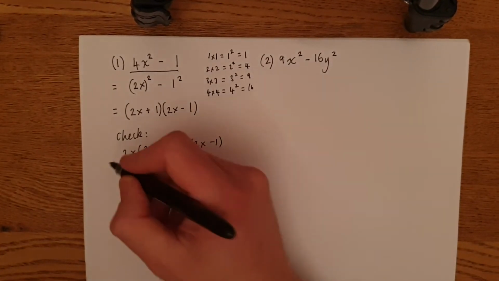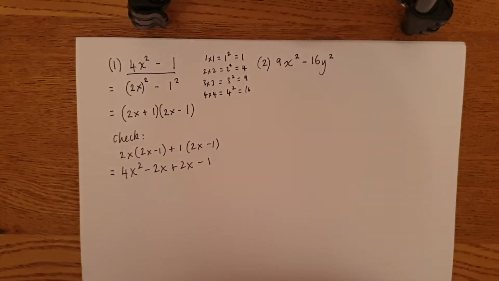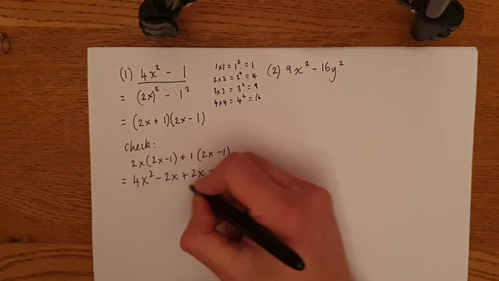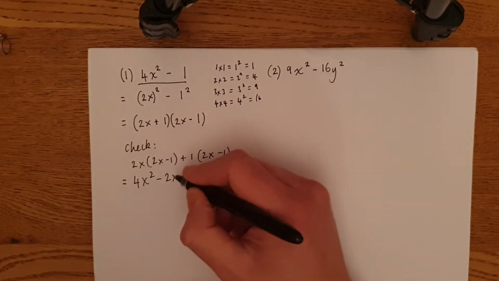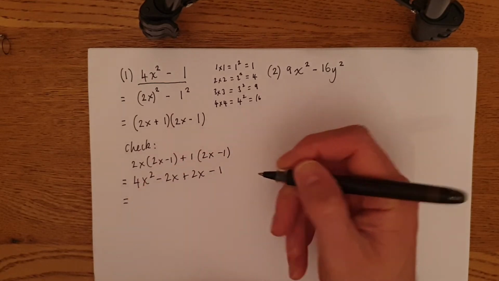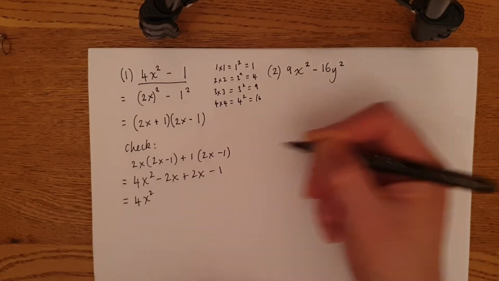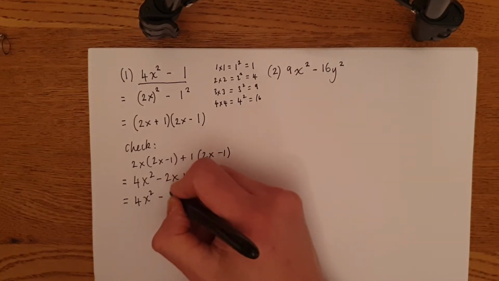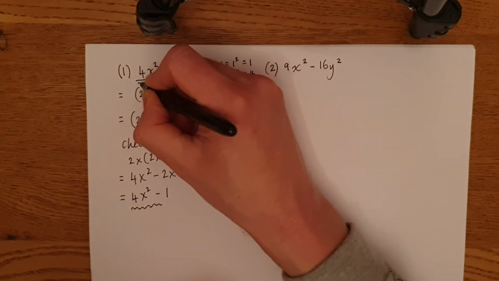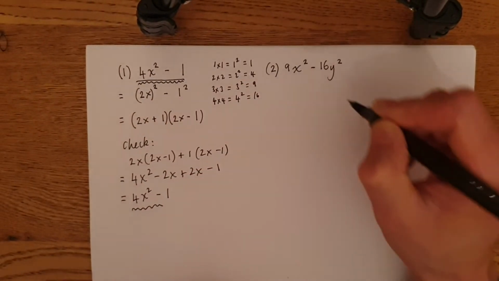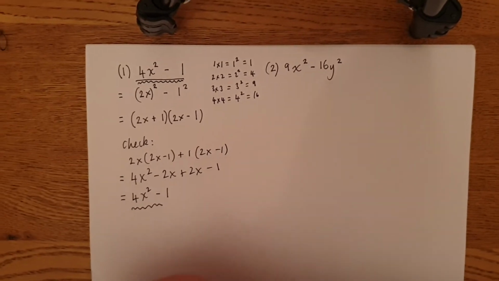Okay, when you're multiplying out brackets and you've factorised using difference of two squares, what you'll find is that the middle terms will cancel each other out. So that will always become 0. So negative 2x add 2x is 0. And you can see that we get back to what we had when we started. Okay, so we know that's correct.